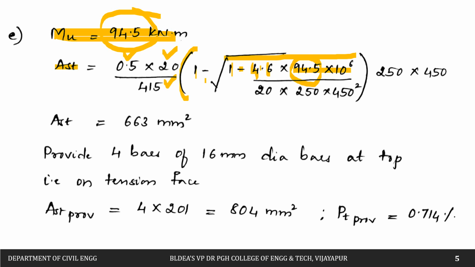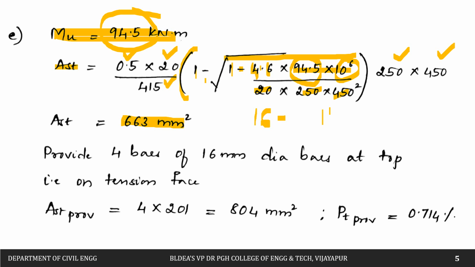Let us try to convert it in Newton mm, that is multiplied by 10 raised to 6, divided by fck into b into d square, multiplied by b into d. So in this formula, if you substitute, area required will be 663 mm square. So now let us assume 16 dia bars.